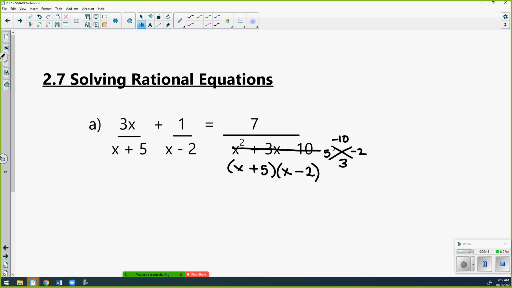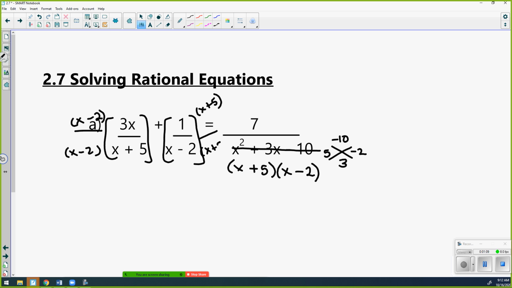Now here, a common denominator of all three of these rational expressions would be x plus 5 times x minus 2. So in this first rational expression, it needs the x minus 2 part. So I'm going to multiply by a name of 1, x minus 2 over x minus 2. The second rational expression needs the x plus 5. So I'm going to multiply the top and the bottom by x plus 5.